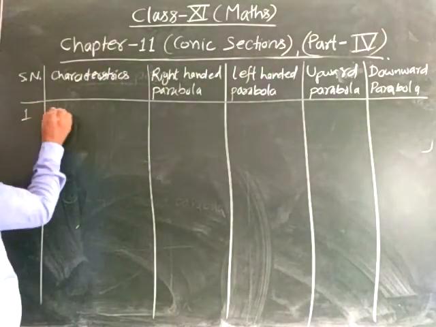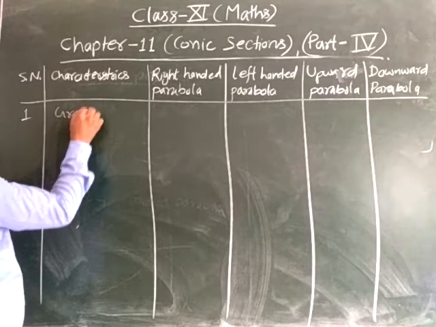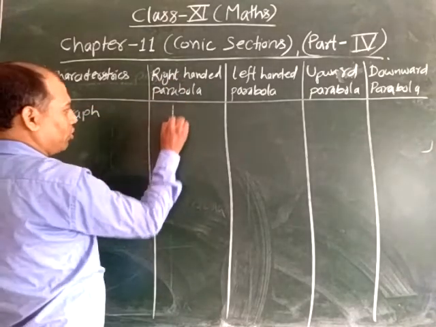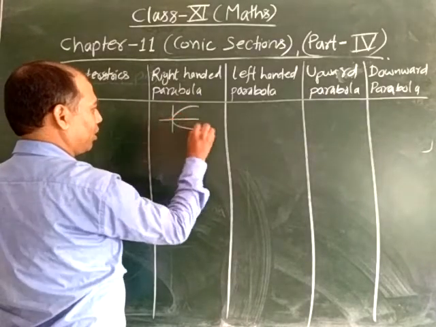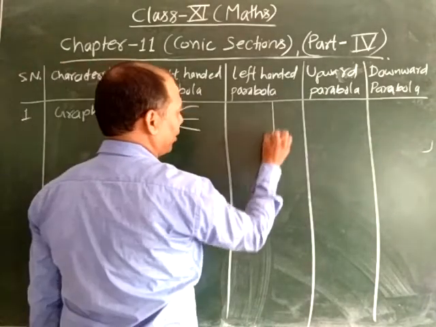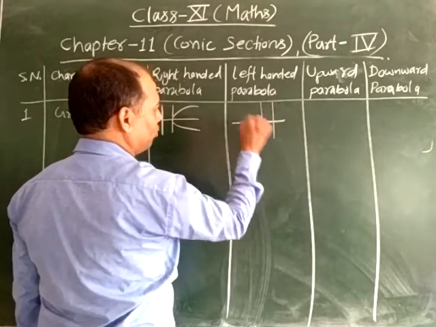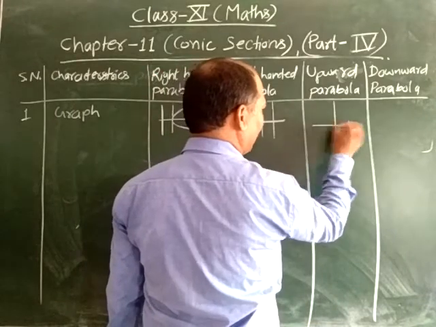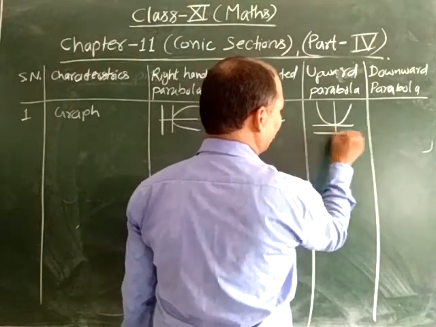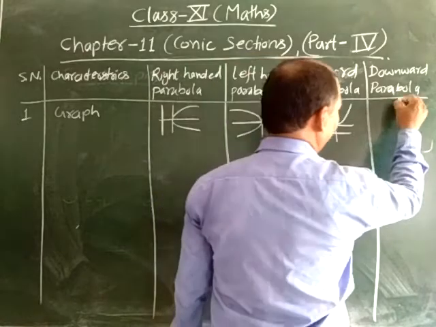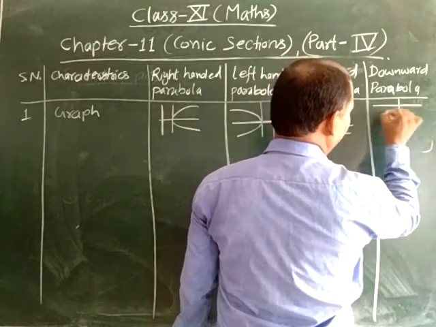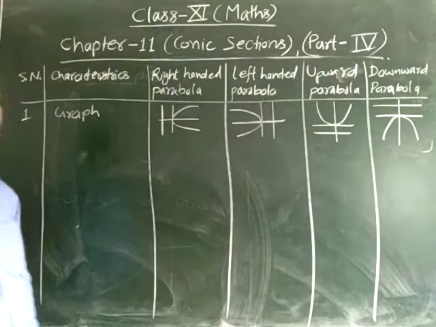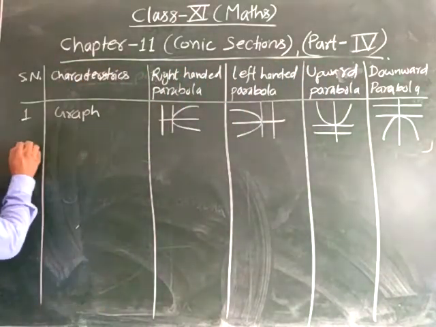So first one is the graph. In the right-handed parabola, the parabola is open to the right-hand side, and in the left-handed parabola, the parabola is open to the left-hand side. In the upward parabola, the parabola is open towards the upward side, and in the downward parabola, the parabola is open to the downward side. These are the graphs of the four parabolas.